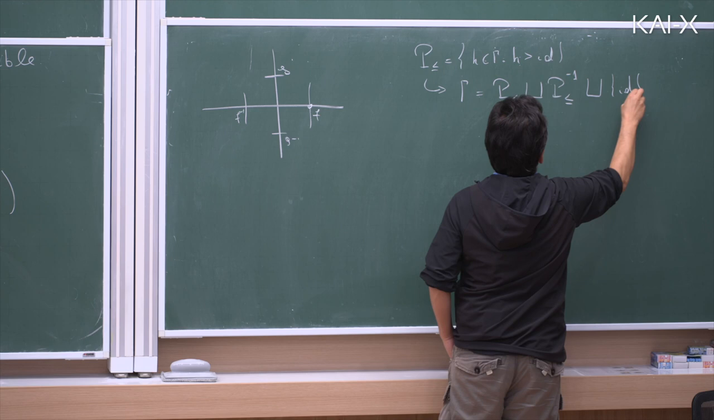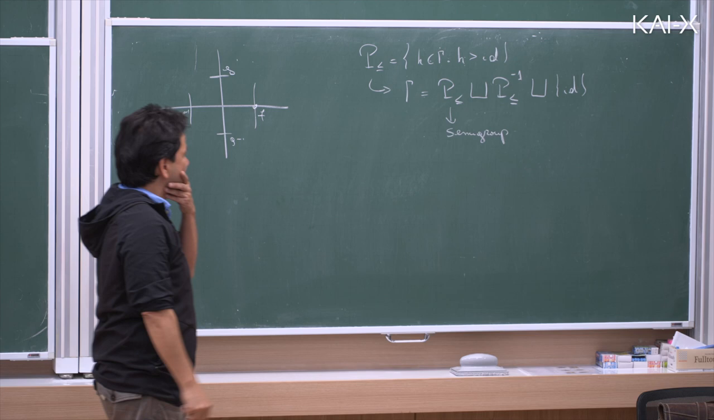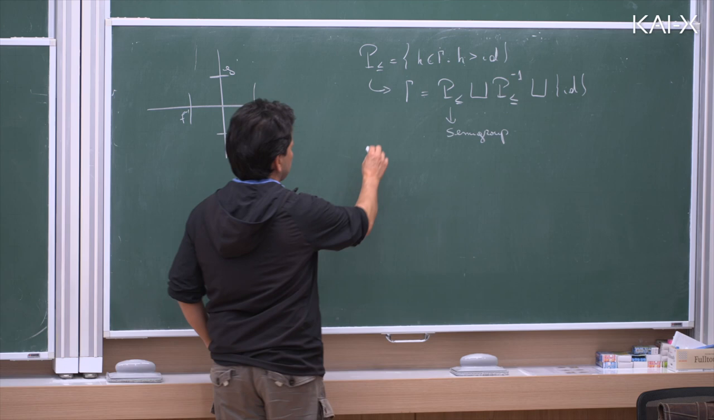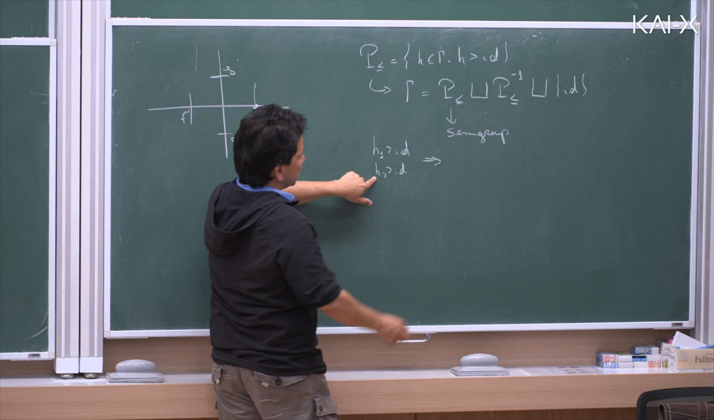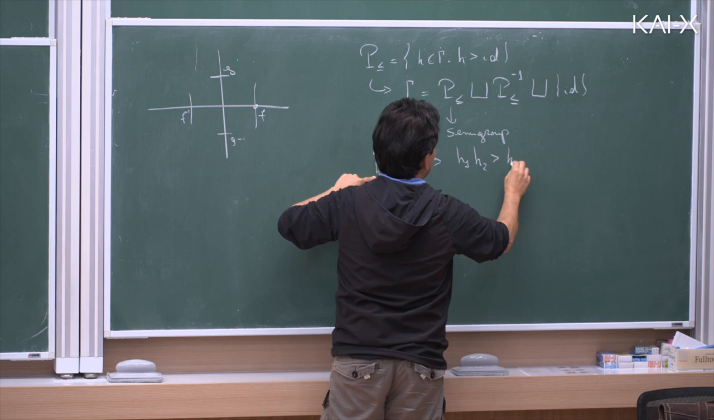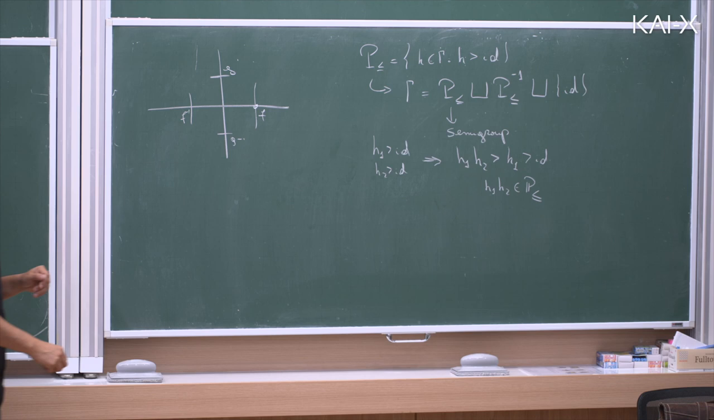The set of negative elements, the inverses of elements in this positive cone, and the identity. Okay? And this is a semigroup. If you take two elements which are positive, H1 and H2, then if you multiply this inequality on the left, you get H1 H2 is larger than H1, but H1 is larger than the identity, so you get that H1 H2 is in the positive cone. Okay? So it is better to think of an order in that way, as a decomposition of the group into two disjoint semigroups.